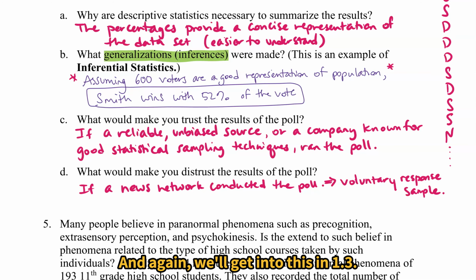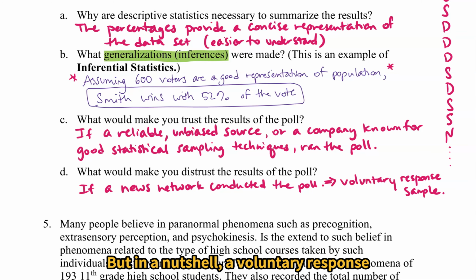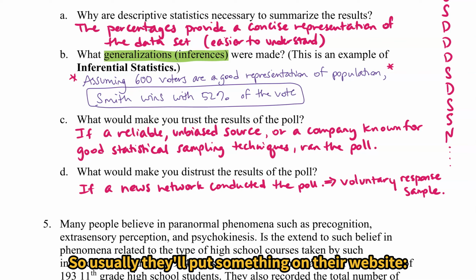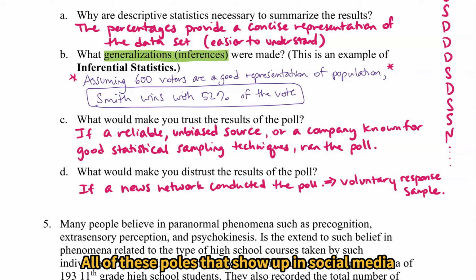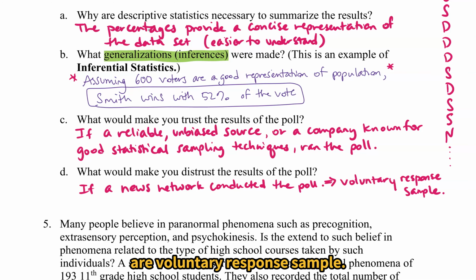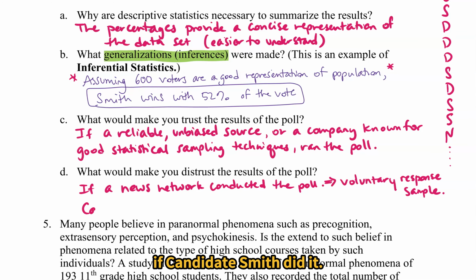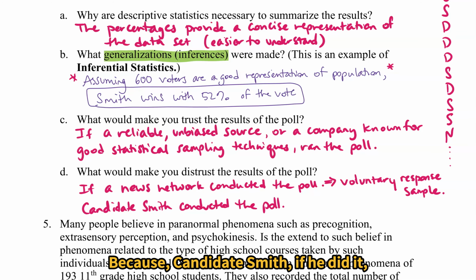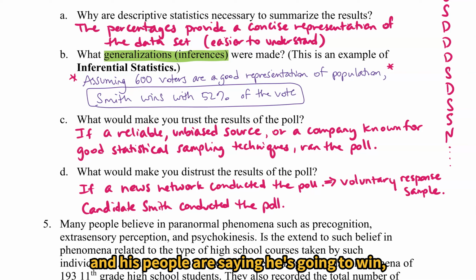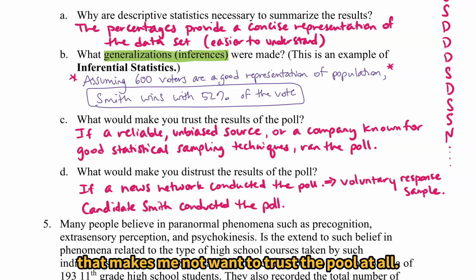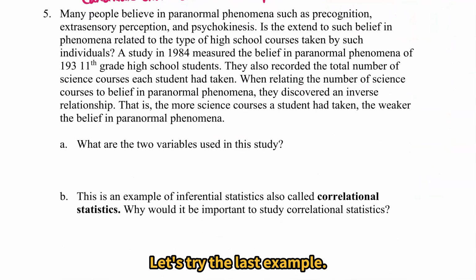And again, we'll get into this in 1.3, but in a nutshell, a voluntary response sample means you choose whether you want to participate or not. So usually they'll put something on their website, a quick little poll. All of these polls that show up in social media are voluntary response samples. So you have to be really careful with these because they are not good representations of the data. And I would not trust the results if Candidate Smith did it. Because Candidate Smith, if he did it and his people are saying he's going to win, that makes me not want to trust the poll at all. He's sponsoring it.